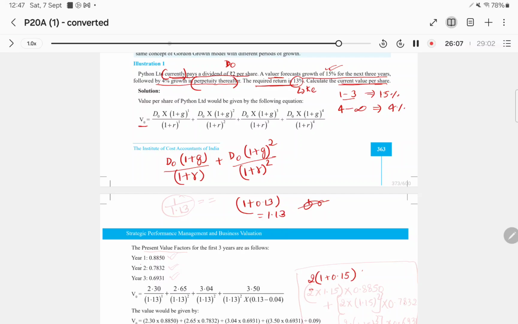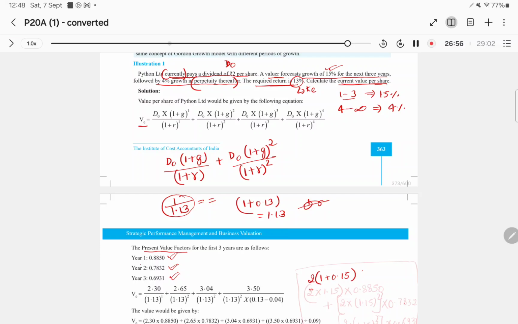And what you do in the calculator is 1 divided by 1.13, do it once, then proceed by just pressing equal to repeatedly, and this will be your PV factor for the first year. So 1 divided by 1.13 is 0.8850. Now press equal to again in the calculator, and the second year's factor will come, 0.7832. For the third year, press equal to again, then your answer will be 0.6931. This is the process of calculating PV factor for different years.